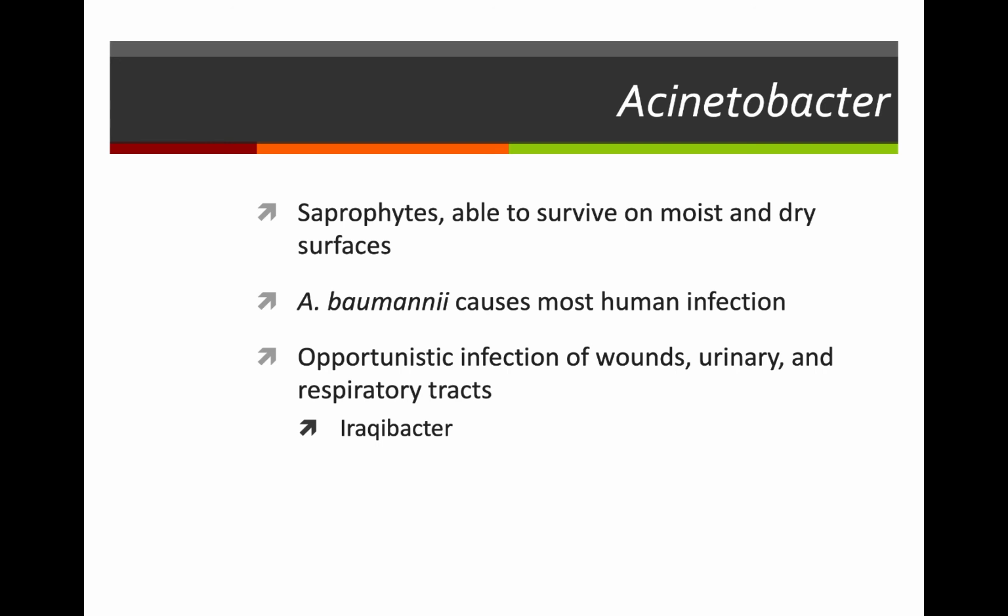But it wasn't until 2002 when soldiers started coming back first from Afghanistan and then from Iraq in like 2003-04 that we started to see really high levels of this Acinetobacter baumannii. So it causes opportunistic infections of wounds, urinary, and respiratory tracts. And because we started to see it so commonly in the soldiers, it got the nickname Iraqibacter.